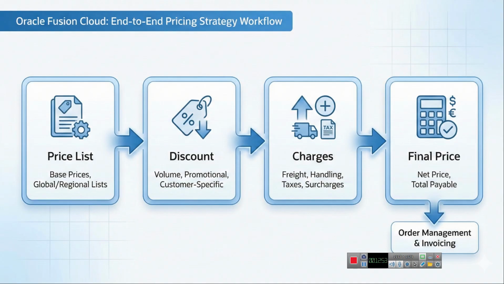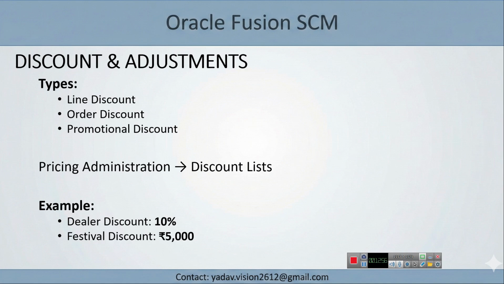And now we are going to see the discounts and adjustments. If you are giving any discount or doing any adjustments, those are going to be specified in the discount list. This is the navigation: pricing administrator and discount list. Here you can give a percentage, or you can directly give the value of the discount. Maybe for the dealers, you are going to give a 10% discount. If you are selling as a festive offer, you are going to give 5,000 rupees. This is a classic example.